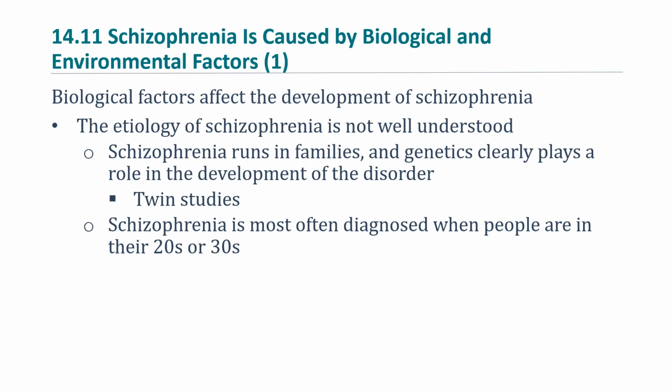Schizophrenia is caused by biological and environmental factors. The biological perspective is that schizophrenia is caused by genetics, chemical influences, and brain structural defects. Twin and family studies show that there is a significant genetic element to schizophrenia, and we'll see evidence of this on the next slide. There's also evidence of neurotransmitter differences, especially in dopamine levels or dopamine receptors in the brain.